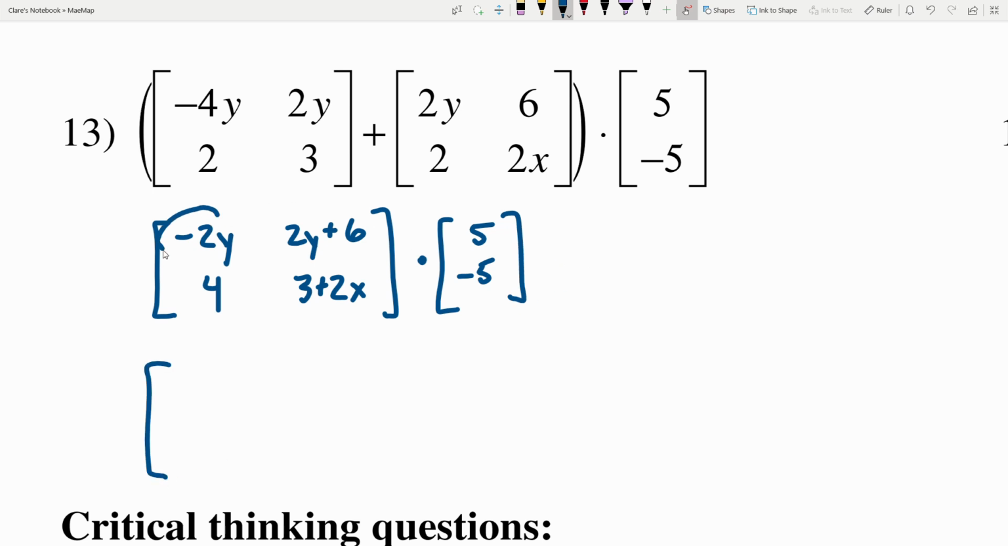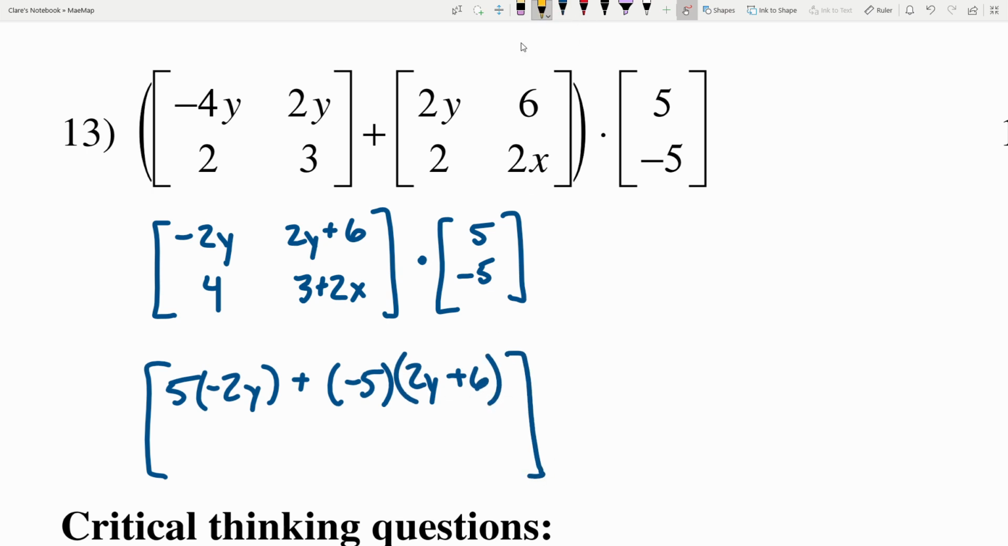So we have our first row dotted with our first column, or essentially our only column. So that'll be 5 times negative 2y, and I'll add that to negative 5 times 2y plus 6. So that's my first row. Now dotting my second row with my first column, my only column, in that second matrix, 4 times 5 plus negative 5 times 3 plus 2x. So that's 4 times 5 plus negative 5 times 3 plus 2x.